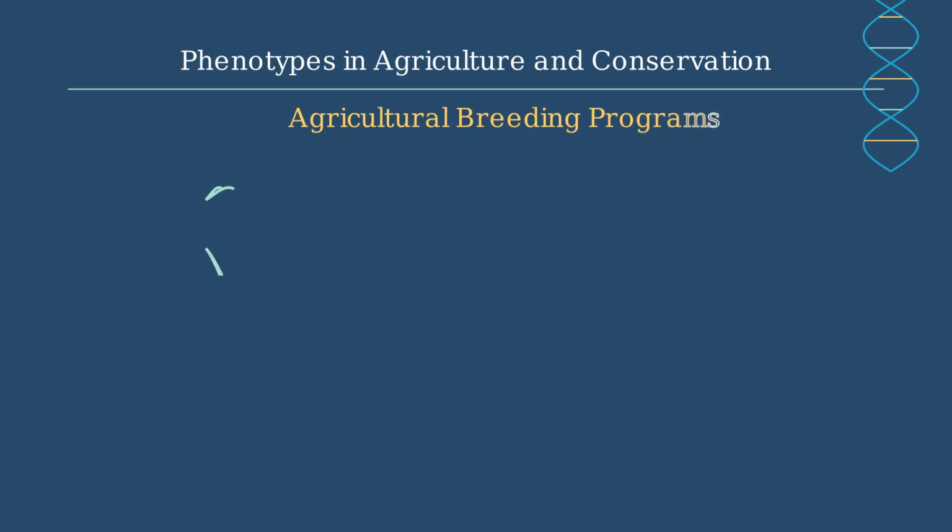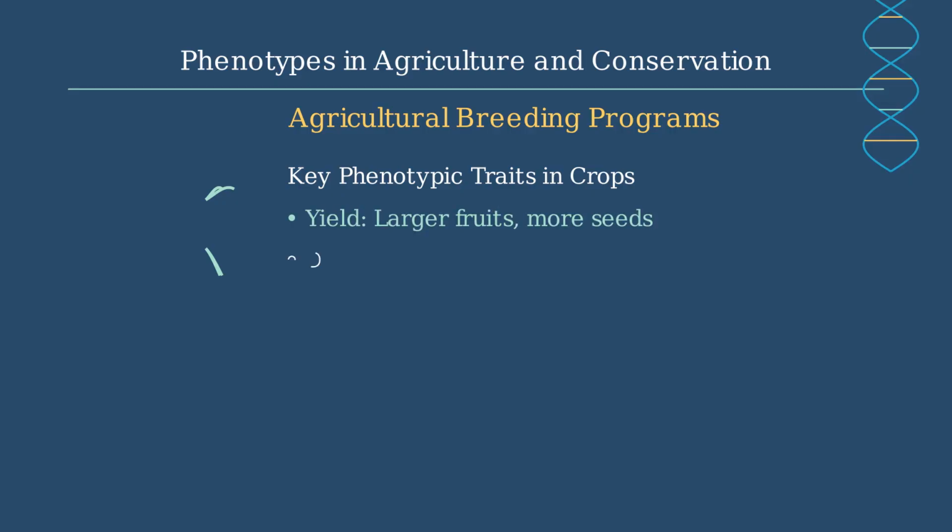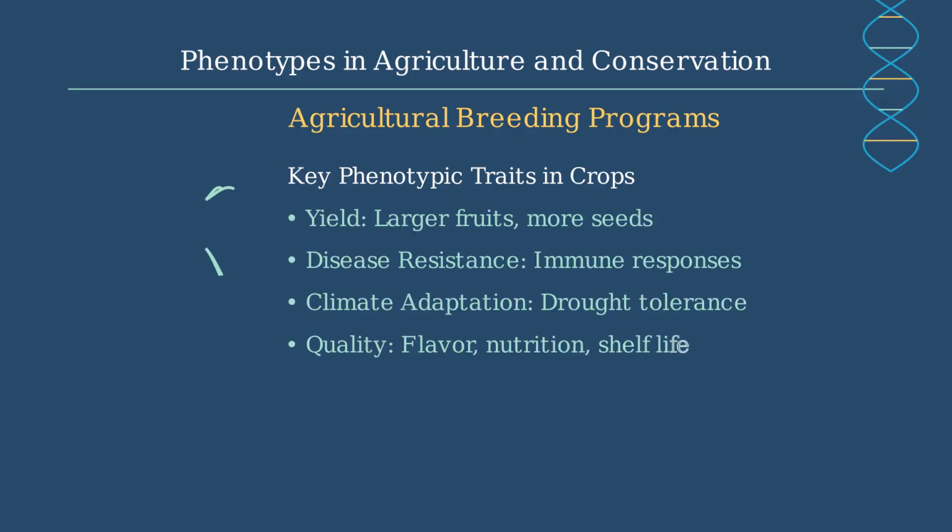Phenotypic analysis drives crucial applications in agriculture and conservation biology. In agricultural breeding programs, farmers carefully select for desirable phenotypes to improve crop performance. These include high yield, with larger fruits and more seeds, disease resistance through enhanced immune responses, adaptation to different climates, like drought tolerance, and quality traits such as flavor, nutrition, and shelf life.